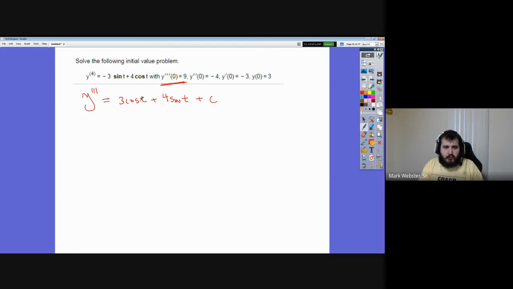T is 0, cosine of 0 is 1. Sine of 0 is 0. So this is 9 equals 3 plus c, right? Well, so then that c here equals 6. So let's regroup. Y triple prime equals 3 cosine t plus 4 sine t plus 6. There's my y triple prime. So now let's do that again, and then we'll have y double prime, right? I'm going to go ahead and erase this. Hope that's okay.